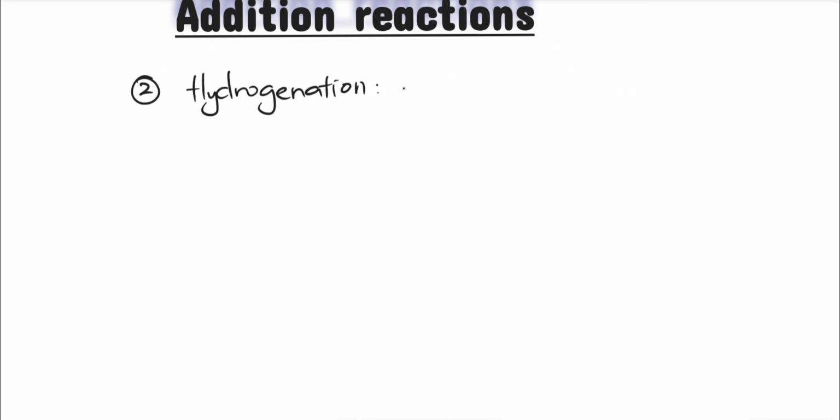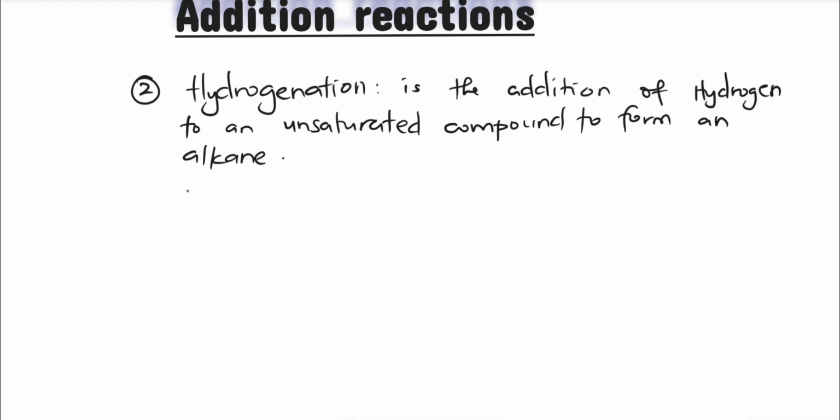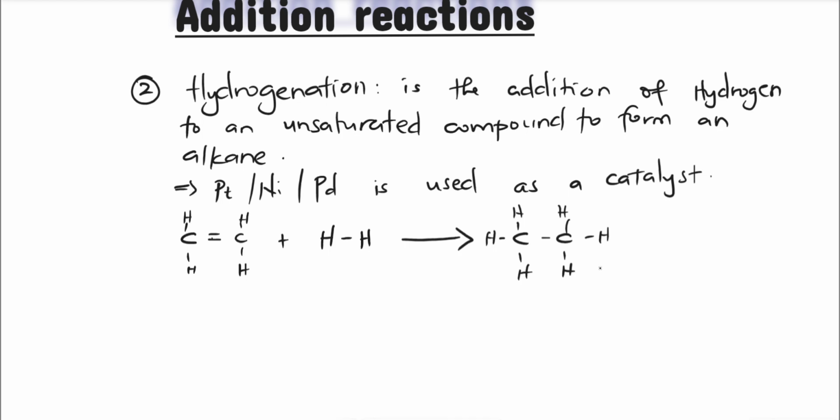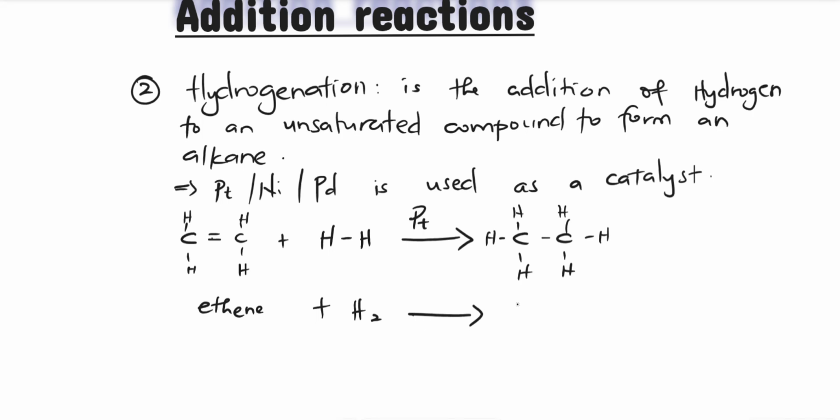Hydrogenation. This is the addition of hydrogen to an alkene or any unsaturated hydrocarbon to form an alkane. The reaction requires a catalyst. In this case, we use a nickel, platinum, or palladium catalyst. Let's have an example of ethene reacting with hydrogen to form ethane. During the process, this double bond is going to break, then it opens here like this. The hydrogen is going to be added across the double bond. Now we have ethane: ethene plus H2, then we formed ethane.